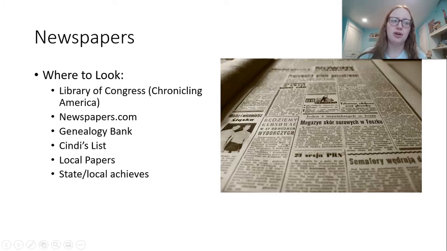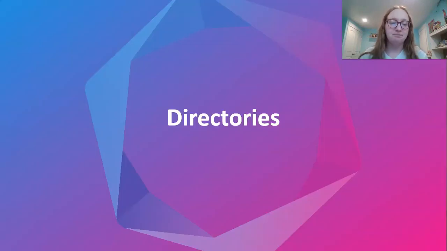So where should you look for newspapers? You should look at the Library of Congress. Chronicling America is their website. Newspapers.com, Genealogy Bank. Cindy's List has a great list of newspapers. Local papers. So if you knew they lived in this one specific city, look up what paper was there and then see if you can find if they have records of said paper. And then state or local archives sometimes hold the papers.